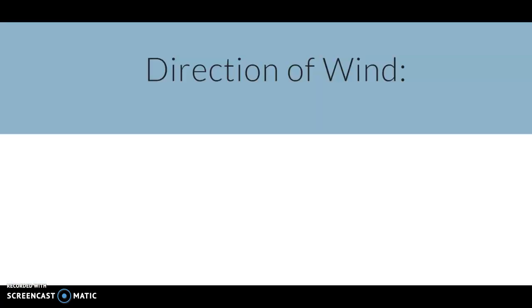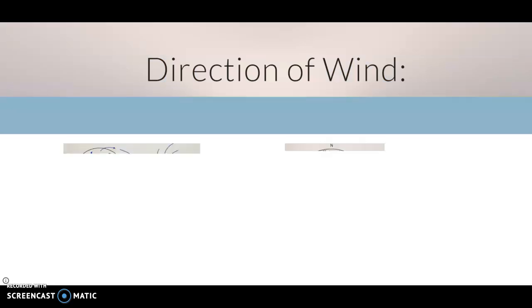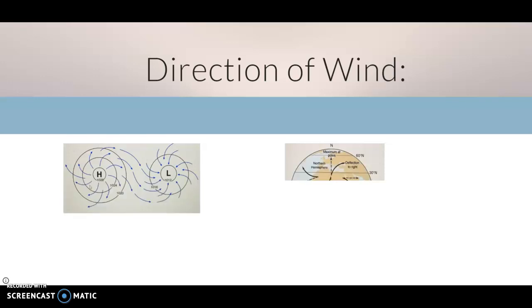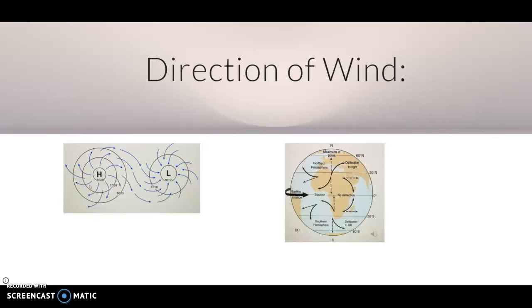Direction of wind is next. Here I have 2 pictures just to kind of describe and show visually. The wind is caused by the air that's flowing from the high pressure to the low pressure, and the direction of the wind is influenced by the rotation of the Earth. That plays a really big part in that.